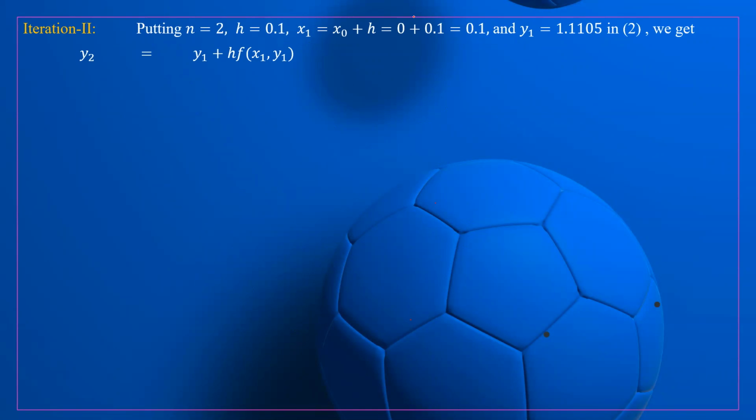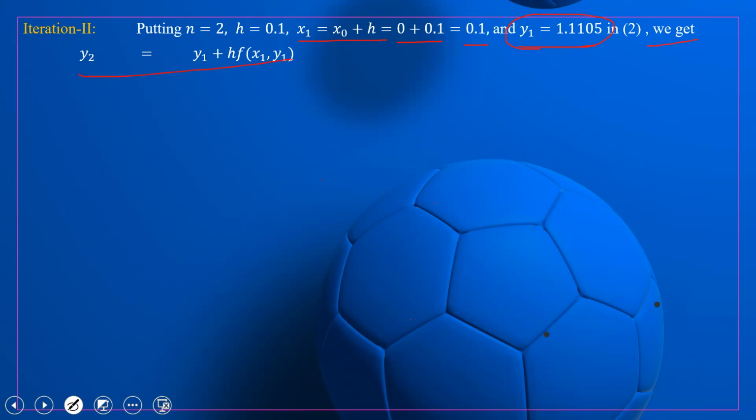Iteration number 2, that was the iteration number 1. Let us come to the iteration number 2. N is equal to 2, h is equal to 0.1. X1 is what? Now x1 is changed. X0 plus h, so 0 plus 0.1, so 0.1. Y1 is what? What we got from the previous iteration. Y1 is 1.1105. We get y2.